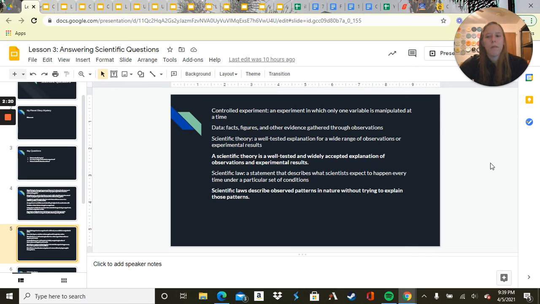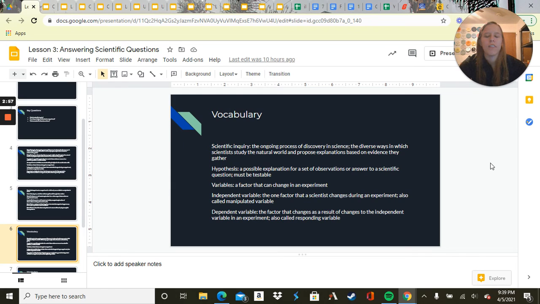So we have a controlled experiment, which is an experiment in which only one variable is manipulated at a time. Data, which is facts, figures, and other evidence gathered through observations. Scientific theory, a well-tested explanation for a wide range of observations or experimental results. A scientific theory is a well-tested and widely accepted explanation of observations and experimental results. Scientific law is a statement that describes what scientists expect to happen every time under a particular set of conditions. Scientific laws describe observed patterns in nature without trying to explain those patterns.